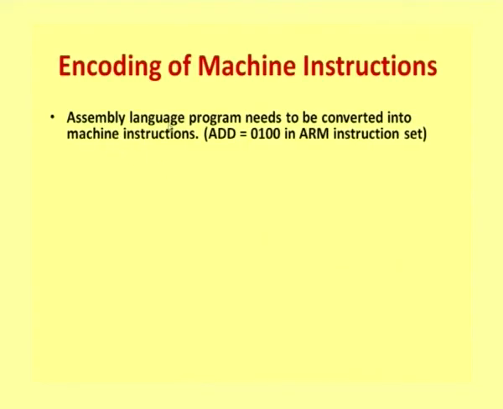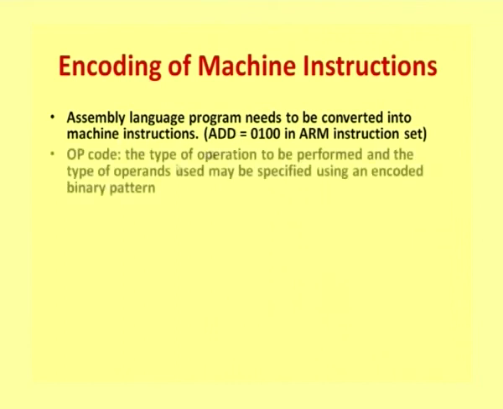So, what we will look at today is how this encoding gets done, and we will look at some examples of instruction set architectures to get a better understanding of how these concepts that we have looked at are actually used. Coming to our encoding of machine instructions, we know that an assembly language program needs to be converted into machine instructions. What is it that needs to be specified? As I said, the opcode has to be there, the type of operation to be performed, and the type of operands used may also be specified using some encoded binary pattern.